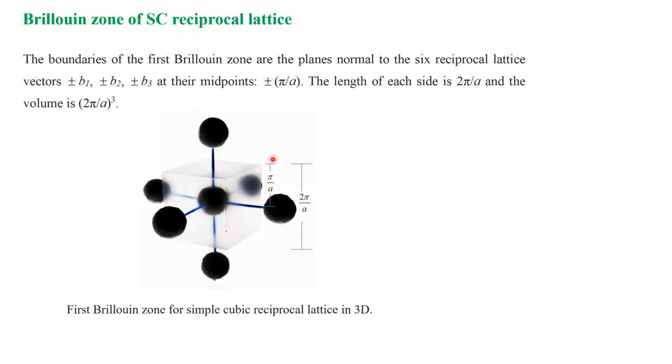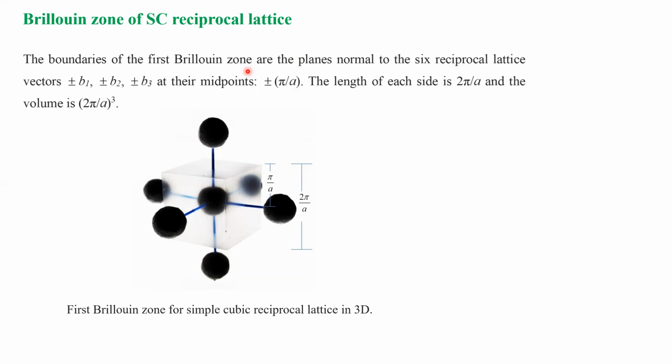Half of it. So the length now, from here to here, it's going to be pi over a. And from here to here, pi over a, right? So this is going to be what? 2 pi over a. The length of each side is 2 pi over a. So the volume is (2 pi over a) cubed. So this is the first Brillouin zone for simple cubic reciprocal lattice in 3D.